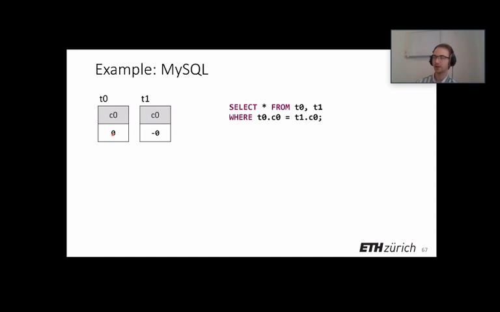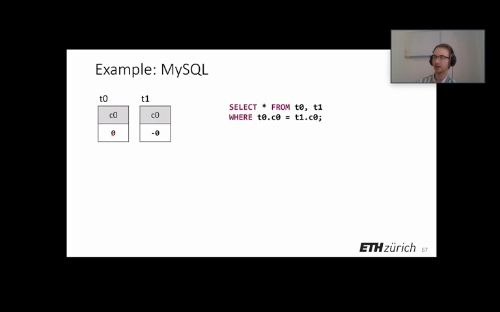The question is now, how did we find this bug using TLP? Basically, what we did is we randomly generated this original query that simply fetches all records from T0 and T1, so the cross product of records. And here, MySQL is expected to process the query correctly, and indeed, a single row was fetched as expected.